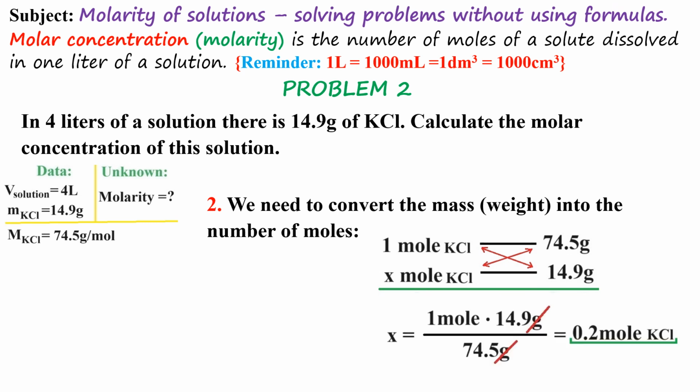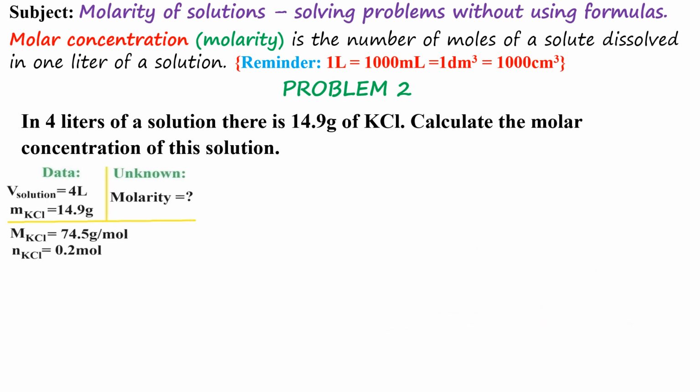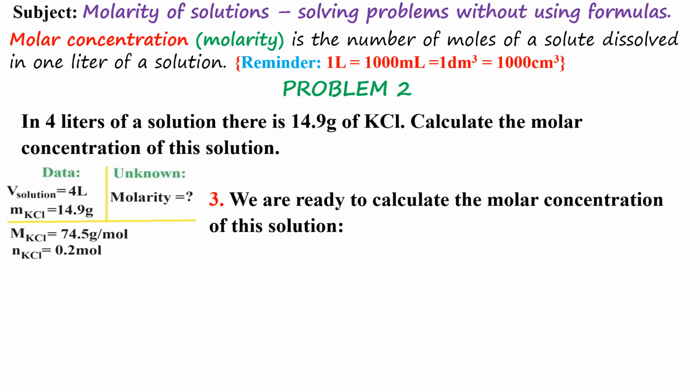You can see that the grams cancel out here and we get the result in moles. So X equals 0.2 mole of potassium chloride. I write down the number of moles of the potassium chloride under the problem data. Finally, we are ready to calculate the molarity of the solution.